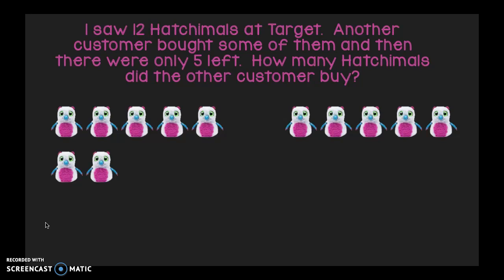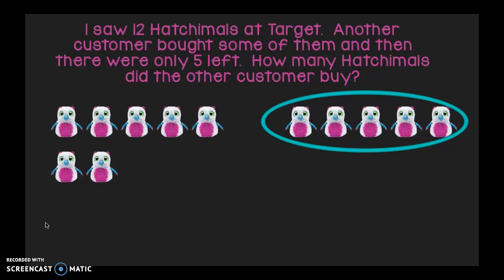It says another customer bought some. Well, some doesn't tell me anything. I don't know what to write for that yet. And then there are only 5 left. If there are only 5 left, I can go ahead and circle 5. And then I want to make sure I label that to describe what I circled. What would you put for the label for those 5? Oh, you would? I put an L because that's how many were left over.